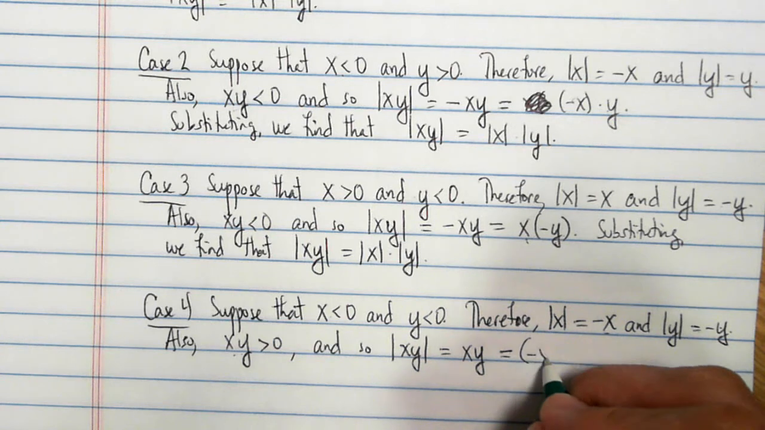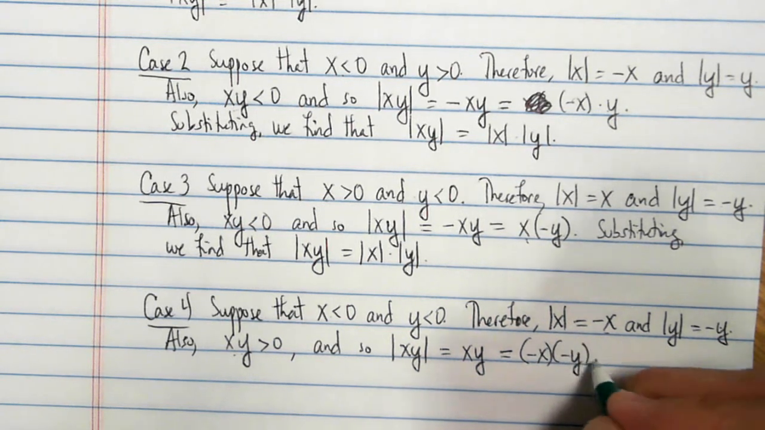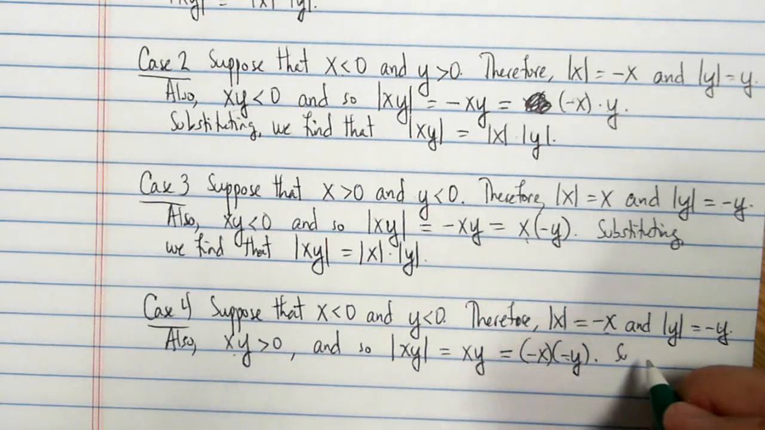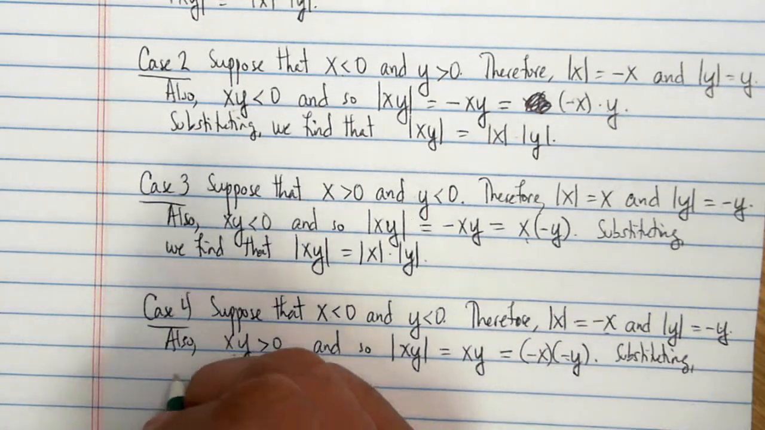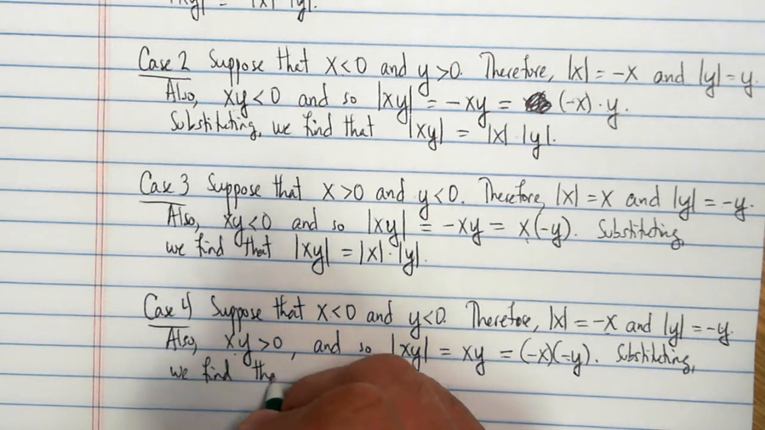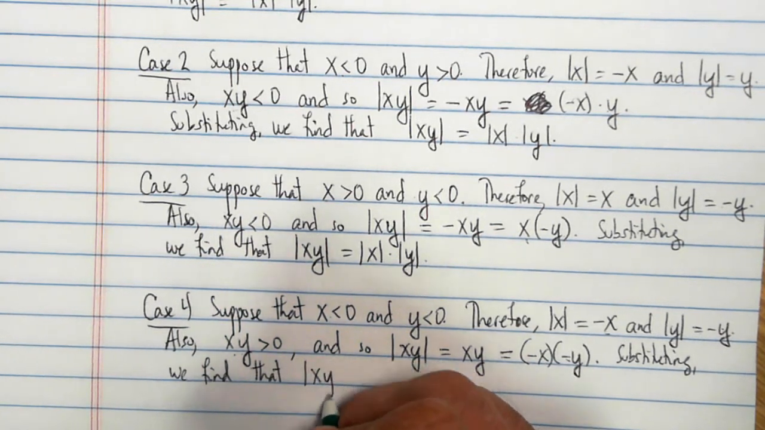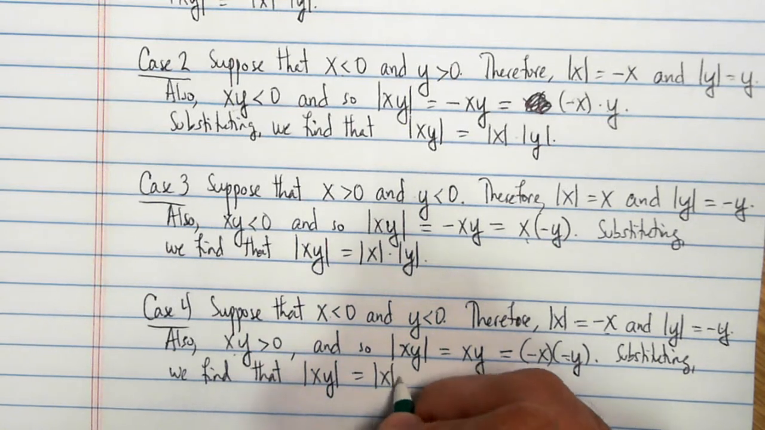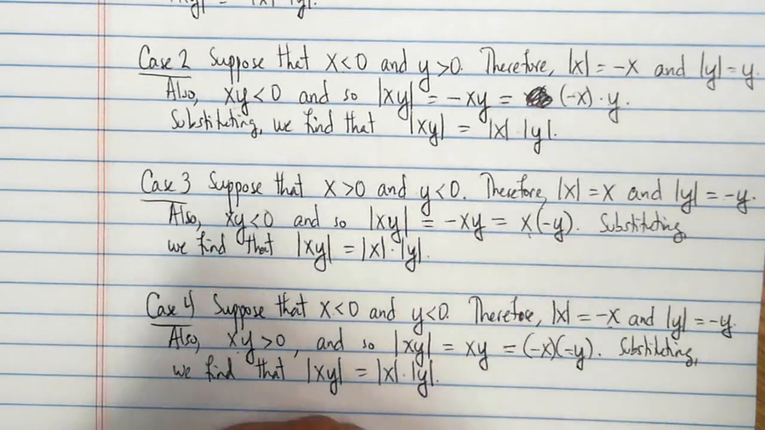Now we can write this as negative x times negative y, because negative times negative makes positive. So substituting, we find that the absolute value of x times y is equal to the absolute value of x times the absolute value of y.